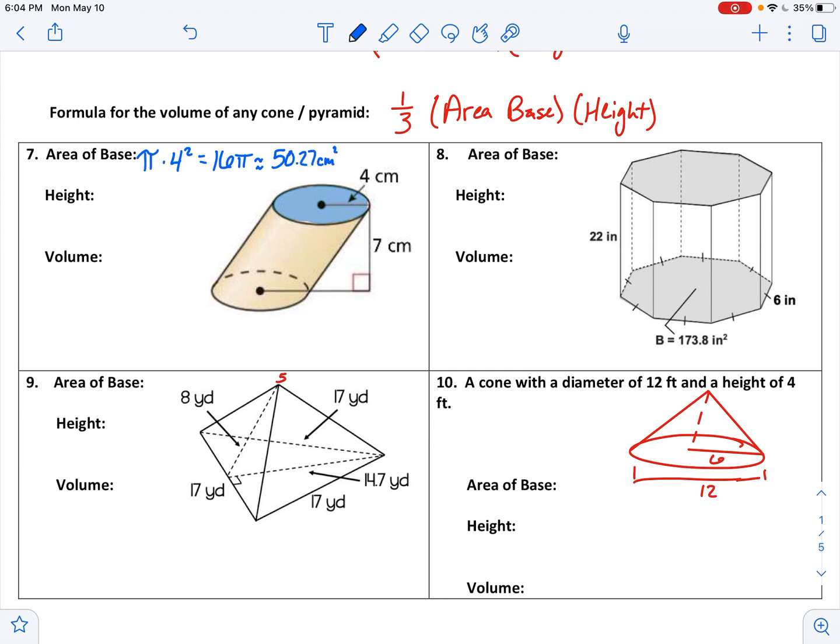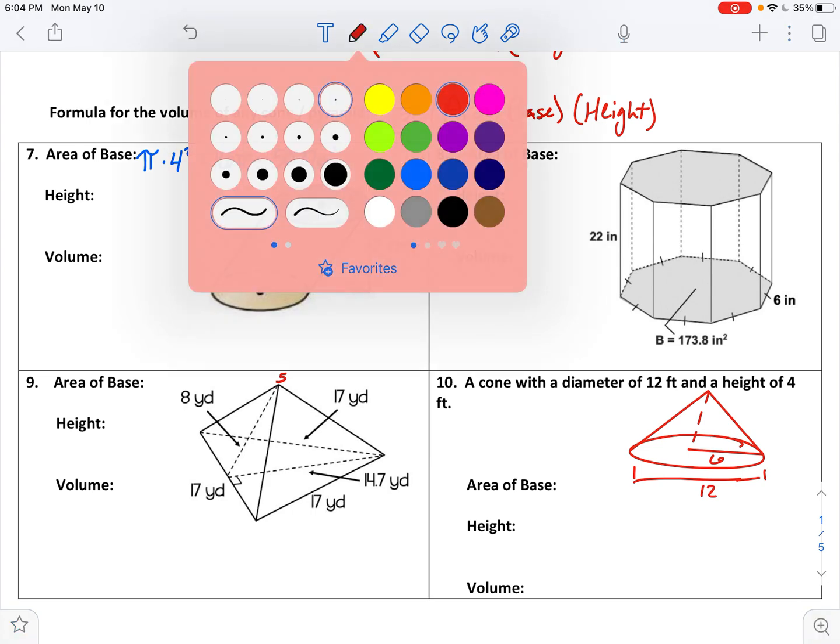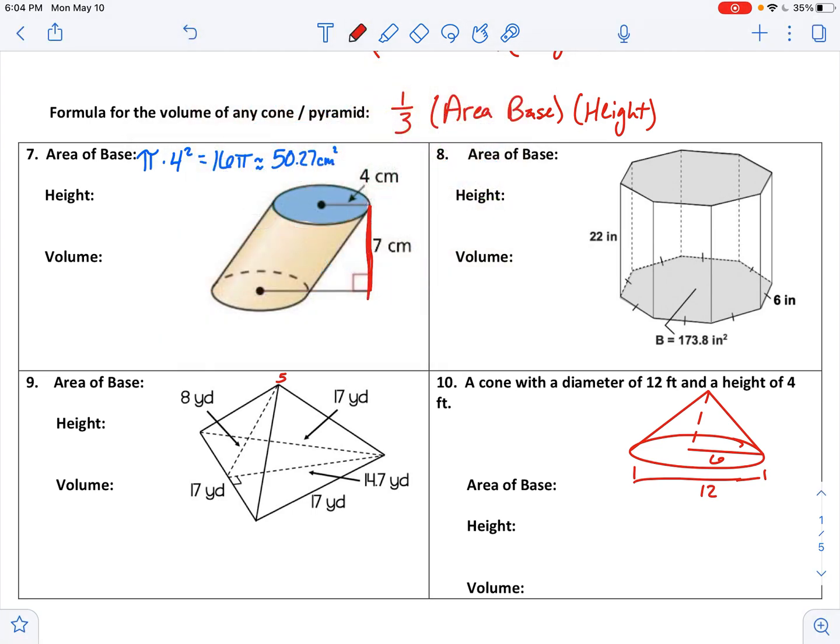centimeters squared. And the height is always straight up and down from the top to the bottom. So even on an oblique cylinder, or a slanted over cylinder, the height still stays the same, still 7. So now I need to take the area of the base times the height. And I would get 351.86, and since it's volume, it's cubic centimeters.